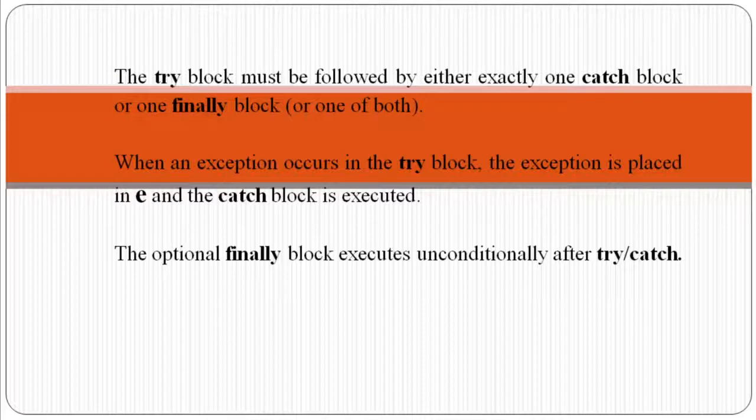Finally block. When an exception occurs in a try block, the exception is placed in e and the catch block is executed. The optional finally block executes unconditionally after try and catch.